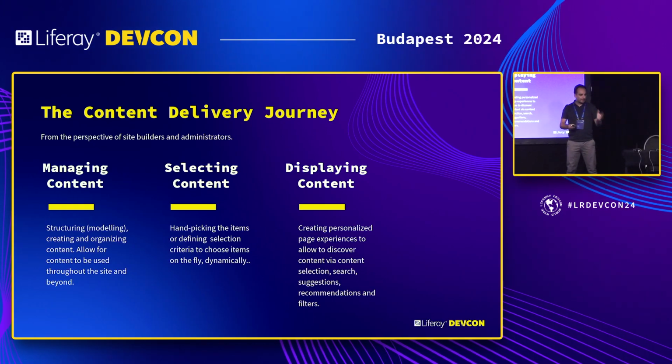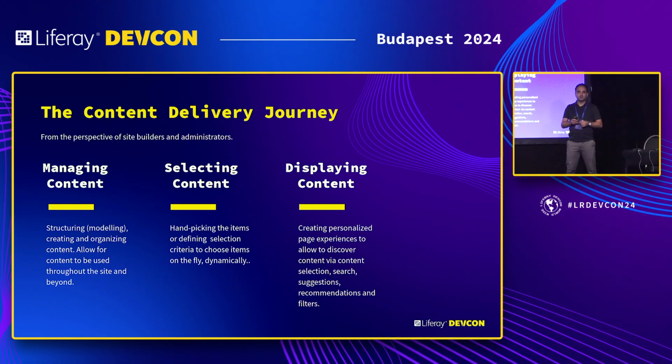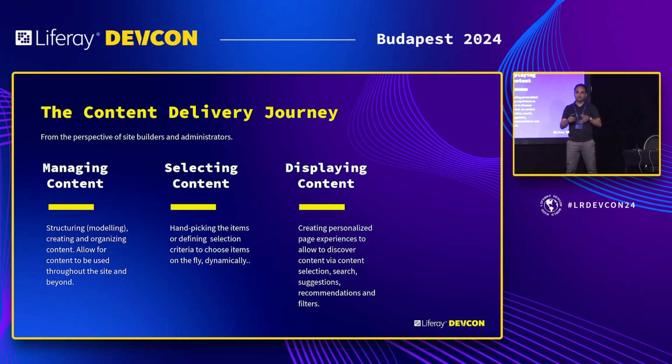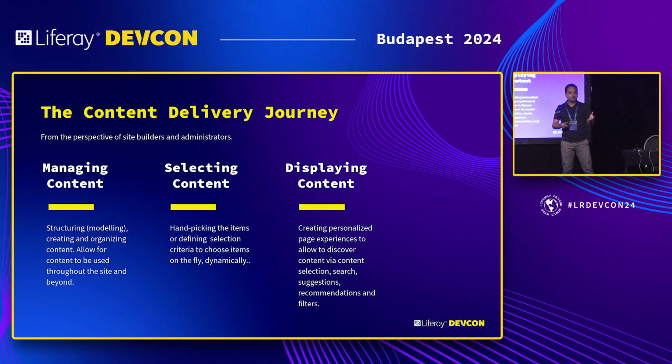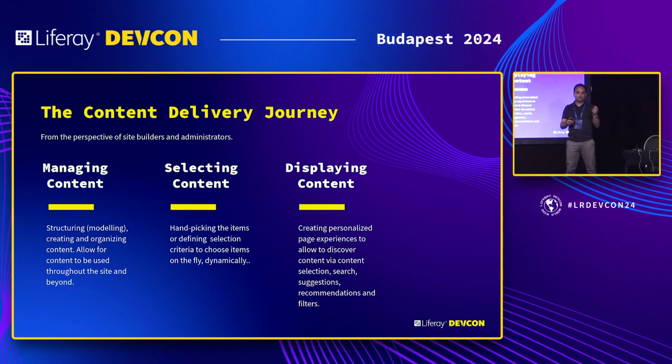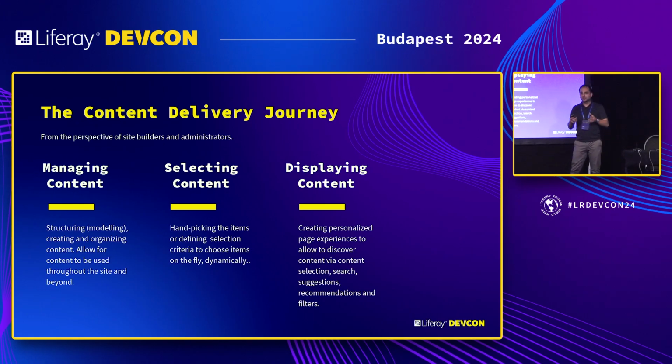Now, on the selection part, if we take two ways, one is you want to handpick a few items and then handle them as a whole, or maybe you want to define the criteria of the characteristics of that content, and then you will just select on the fly.